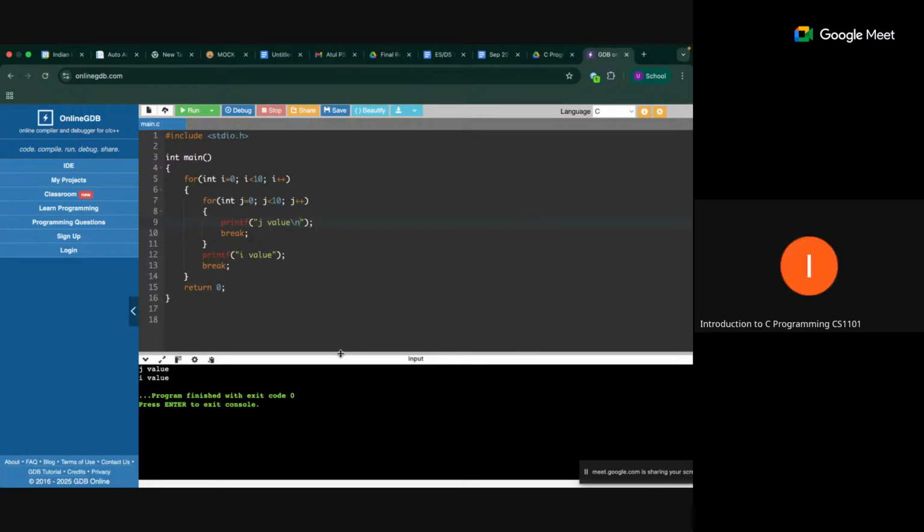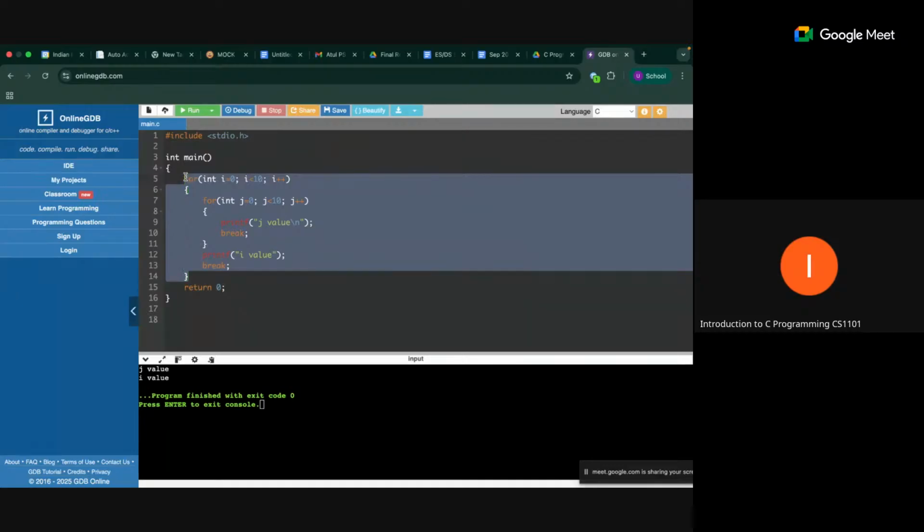Yes. Generally, if I give a break, this for loop will break. But after the for loop also, I have given a break here, which means the i loop will also work only once. Is that clear? So first loop, if I give a break, it is to break the current loop. If I give another break, it is to break the current loop.